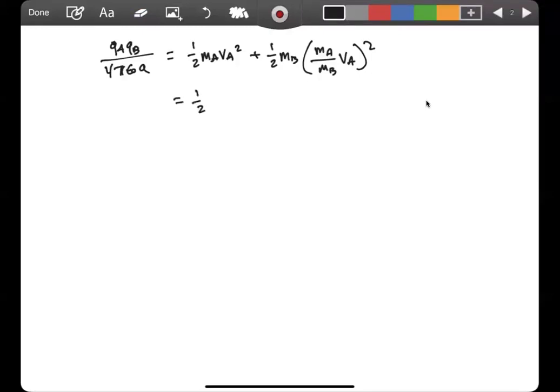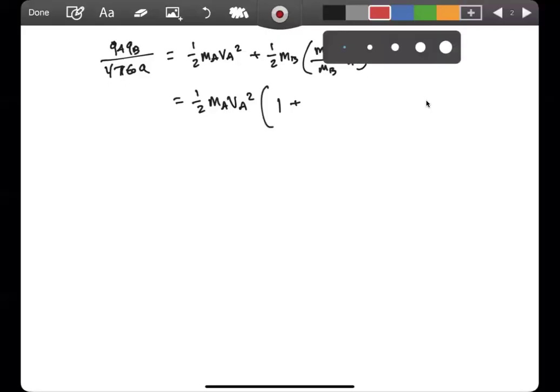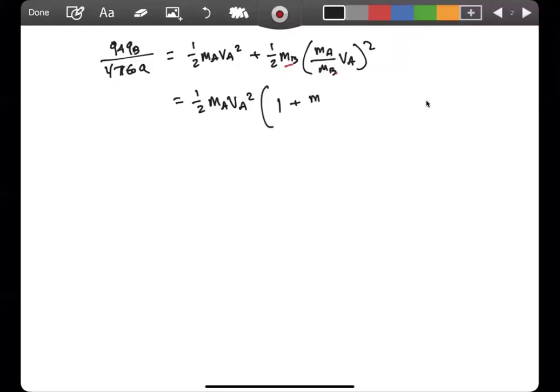So I'm going to get a 1/2 MA VA squared times 1 plus, now when I square this out, we're going to get an MA squared over MB squared, but this MB up here is going to cancel the square on this one, and we factored out one of the MAs. So this is going to give me simply an MA over MB. Or if I want, I can factor out the MB as well.